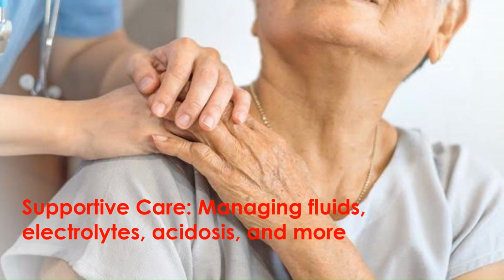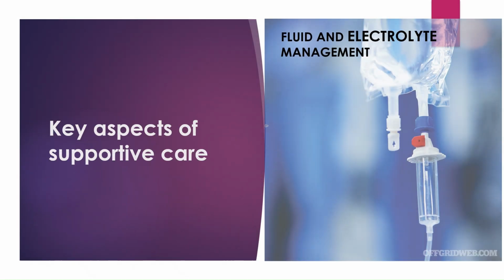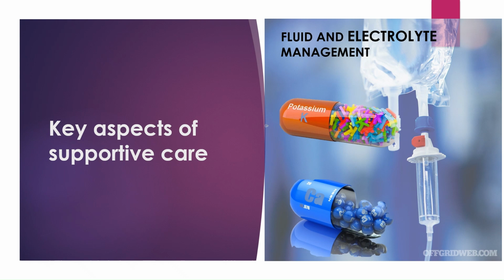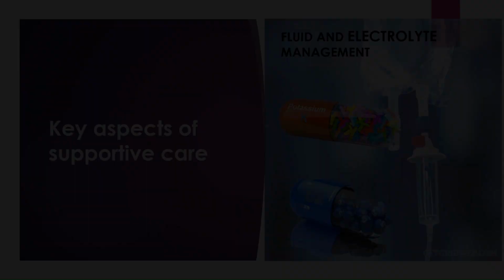Now let's discuss supportive care, managing fluids, electrolytes, acidosis, and more. Ensuring proper hydration is essential. If acute kidney injury is due to dehydration, intravenous fluids may be administered. If fluid overload is present, diuretics may be used to help the body eliminate excess fluid. Acute kidney injury can disrupt electrolyte levels like potassium and calcium. Medications or dialysis may be needed to correct imbalances.